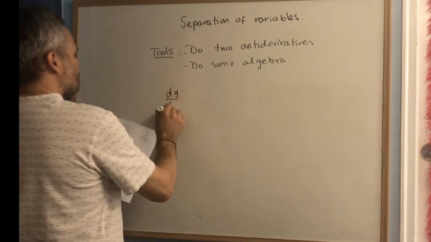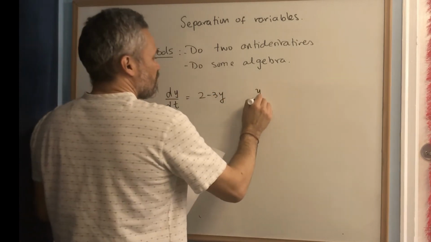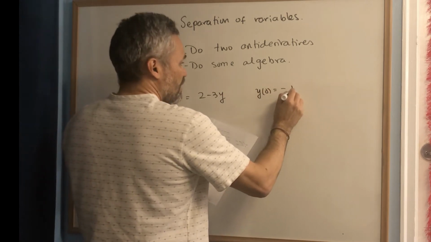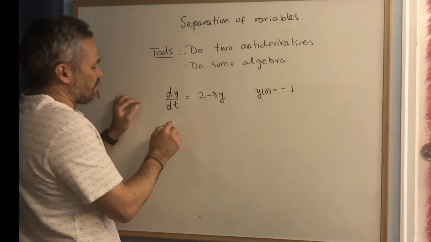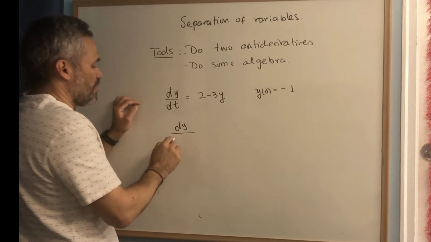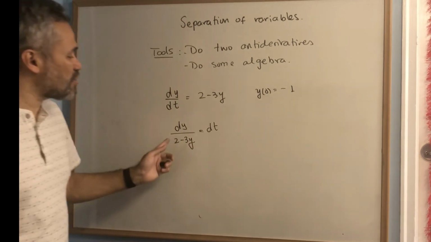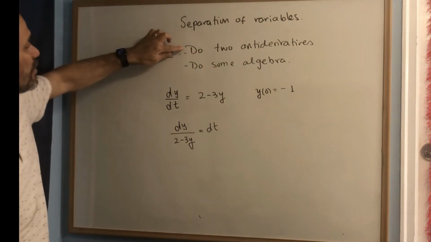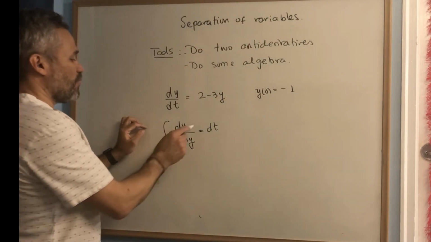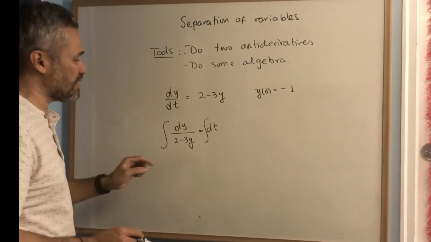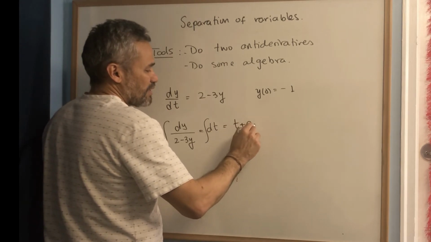We have, let's do this problem, dy/dt equal 2 minus 3y, and just to practice, let's suppose that we want to solve with y of 0 equal negative 1. Then let's separate the variables. We can see that this can be written as dy over (2 minus 3y) equal to dt. How do we solve the differential equation? The tool says we need to do two antiderivatives. Then essentially what we do is we integrate on the left and we integrate on the right. These are the two antiderivatives. This antiderivative is easy. It's just t, and we usually write a constant here.